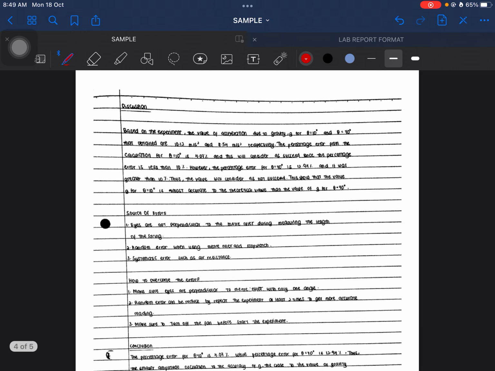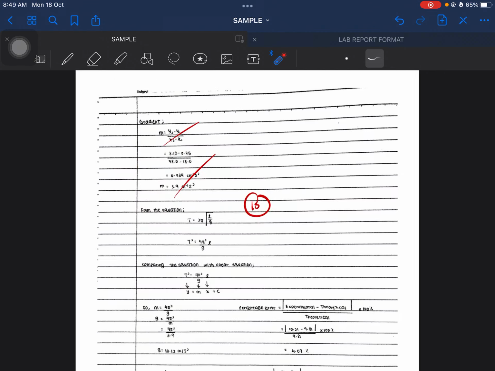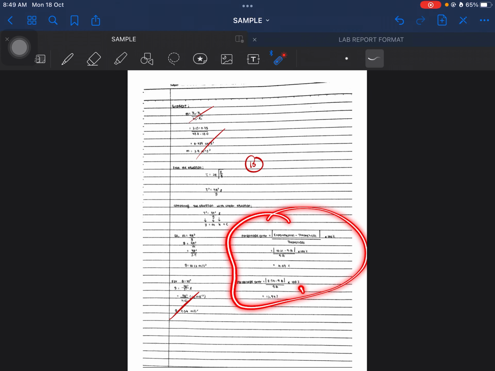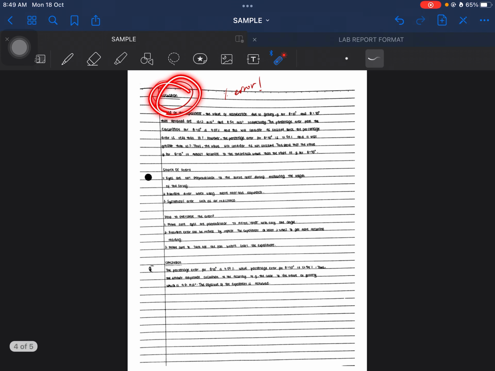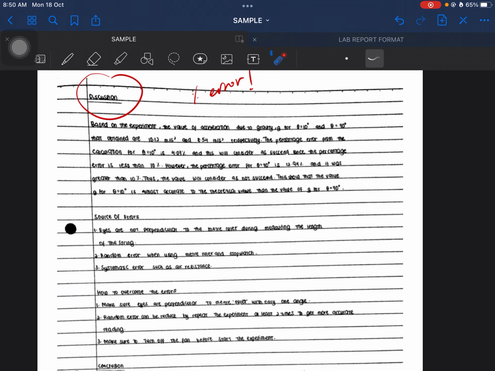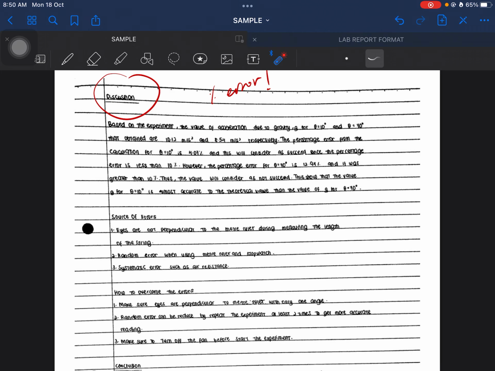So for the discussion part, if your percentage error is not here, I won't be marking it. Now your percentage error is in the calculation part, whereas it should actually be in the discussion part. Make sure you look at the lab report format that I've sent to you. I've uploaded it in the Google Classroom. Then, you should also give some comment about the percentage difference.